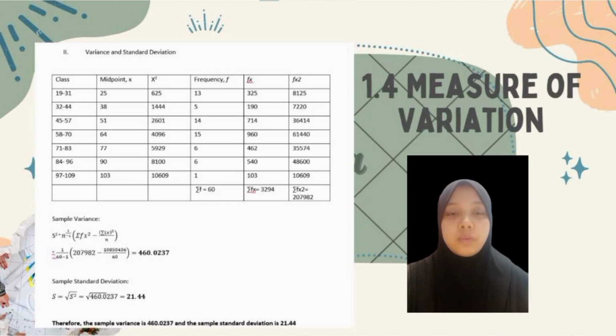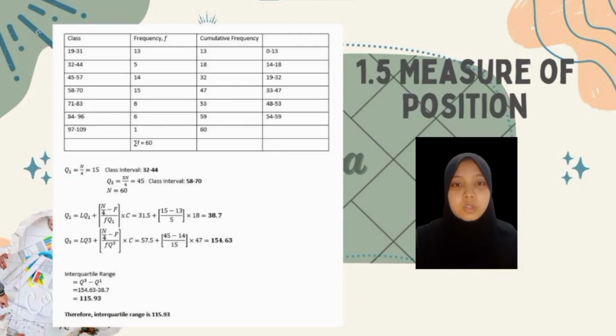For the sample standard deviation, S is the square root of S to the power of 2. So the square root of 460.0237 equals 21.4. To find the class of the first quartile, n divided by 4 equals 15. So the class is 32 to 44. For the third quartile, 3n divided by 4 equals 45. So the class is 58 to 70.